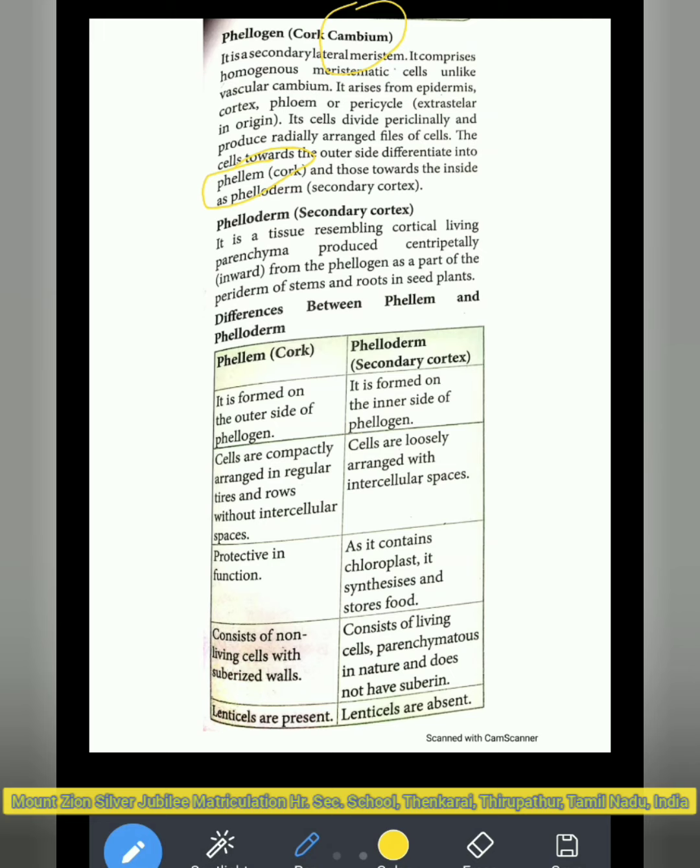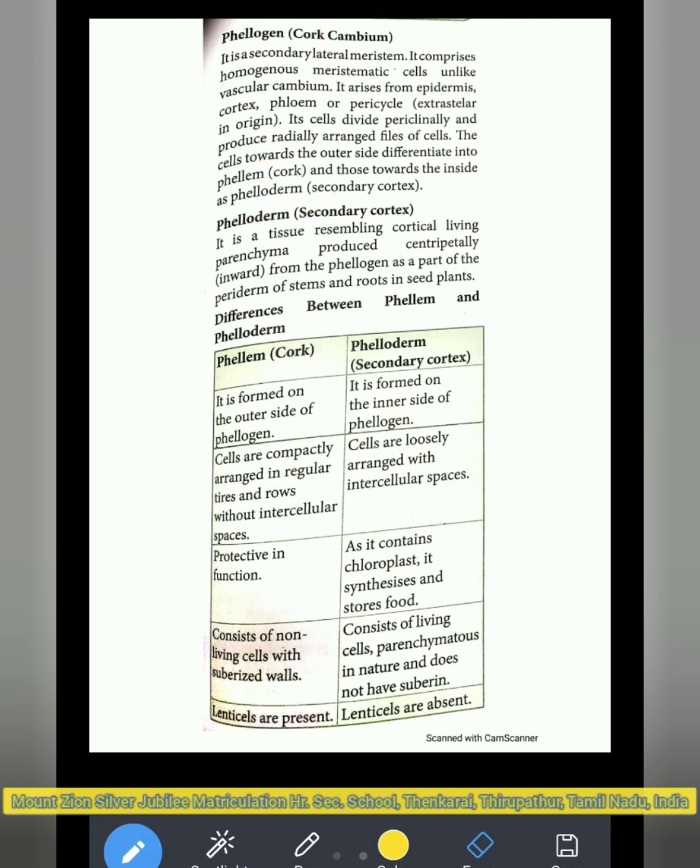The phellem will be present in the outer region of the plant, and if cell growth happens towards the inside, we call it phelloderm. So don't get confused. Outside growth we call phellem, and inside growth we call phelloderm. The other name for phelloderm is secondary cortex.